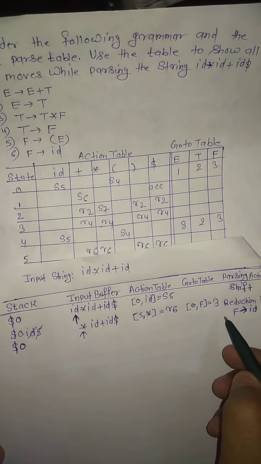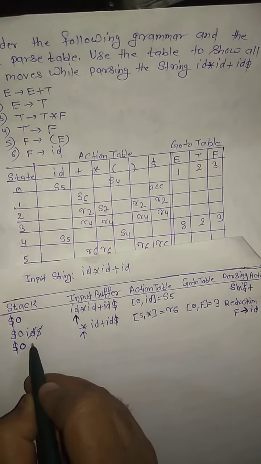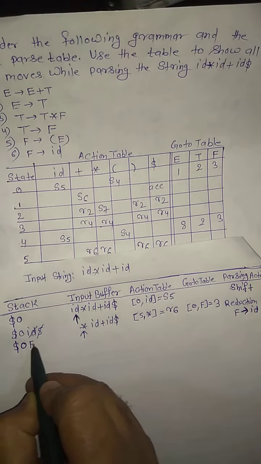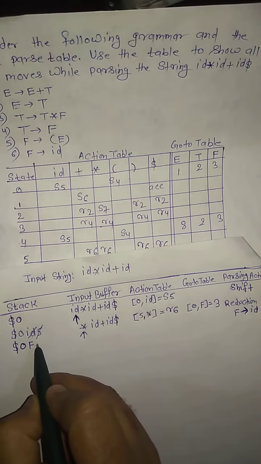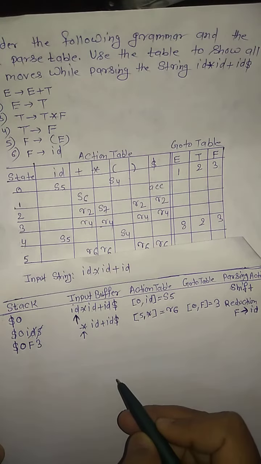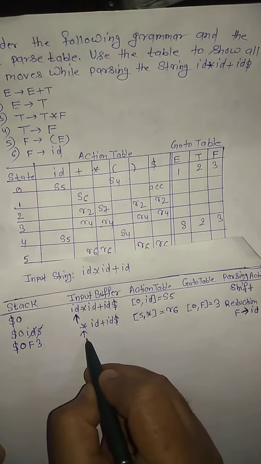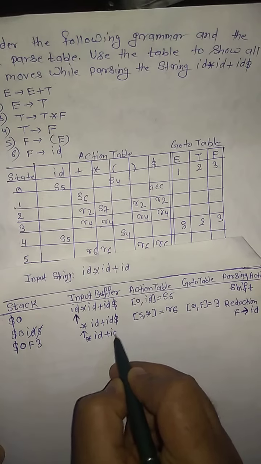Next step is, what is the head of the symbol? The head of the symbol is capital F. So you write capital F on the top of the stack, and what do you get here? You get 3. This also shifts on the top of the stack. So you write 3 on the top of the stack. Now you write the input string: ID, star, ID, plus, ID and $.